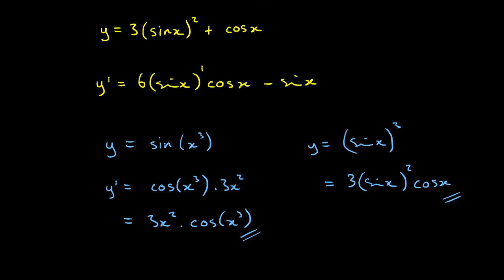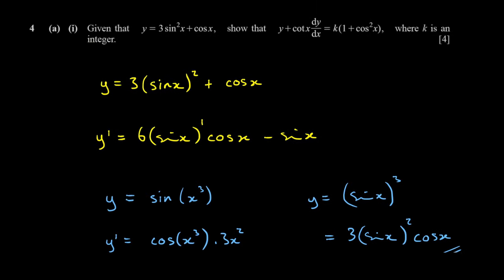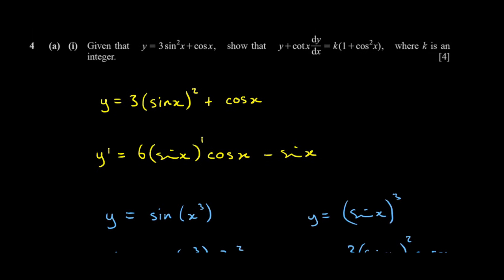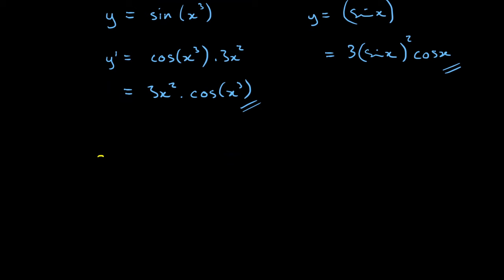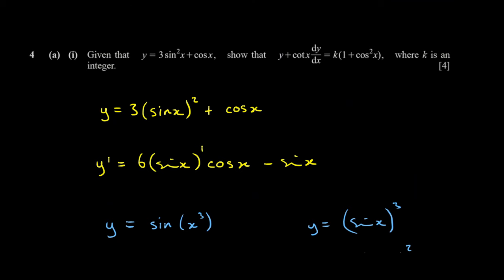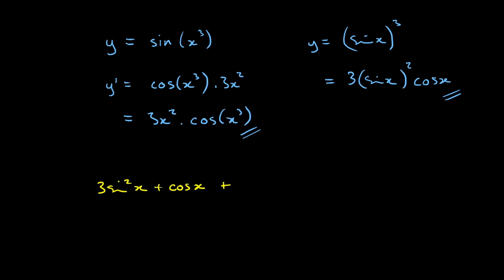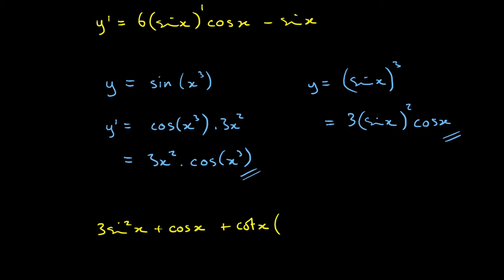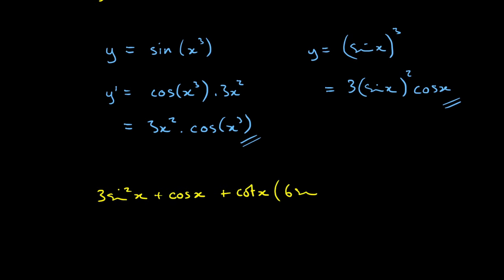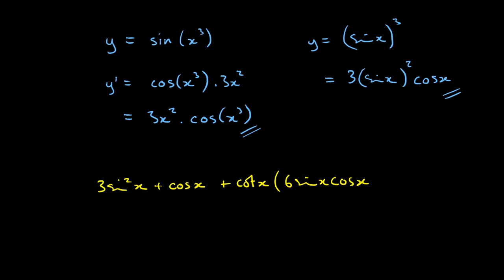Okay, now that we've got that, what we need to do is just substitute in. So we have got y plus cot x dy dx. So y is 3 sine squared x plus cos x. Okay, so I'm going to write that down. 3 sine squared x plus cos x, and then plus cot x, times our dy dx, which was 6 sine x cos x minus sine x. So 6 sine x cos x minus sine x.